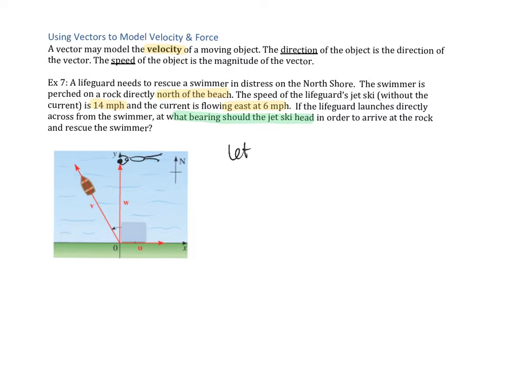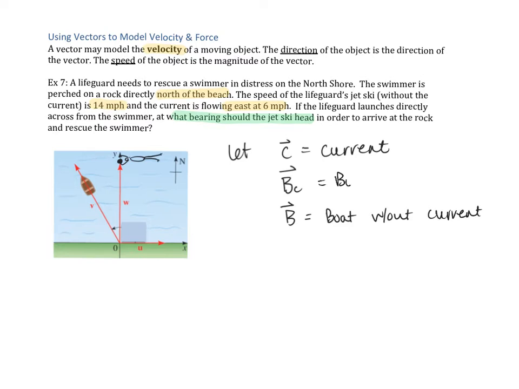Okay, so let's let C just stand for the current vector. Then I'm going to call the boat that's going with the current, and then there's a boat just on its own with no current. So this would be the boat without current. Okay, without the current, and then this one is the boat that's been affected by the current. And we're being asked to find what the bearing of the jet ski should be.